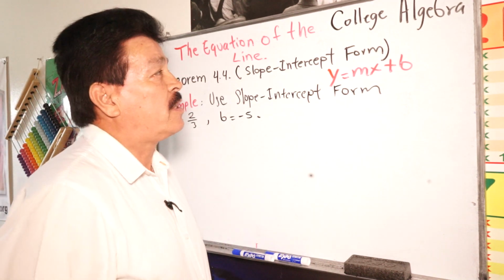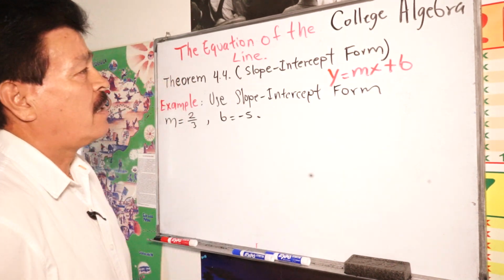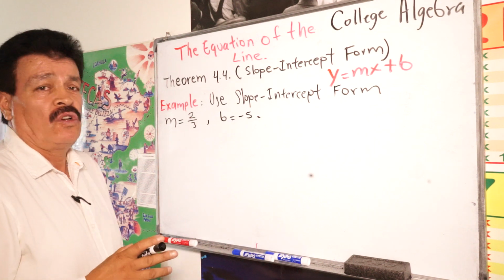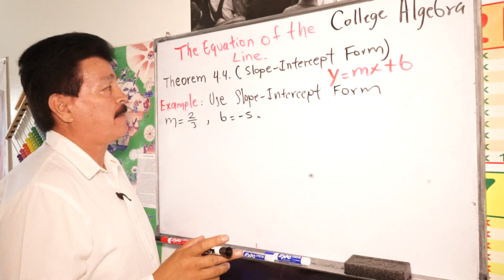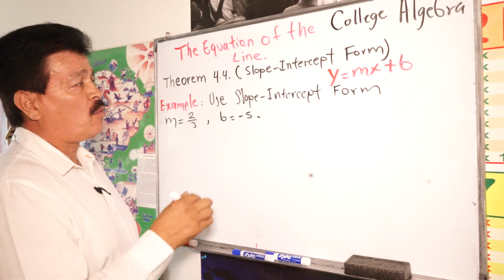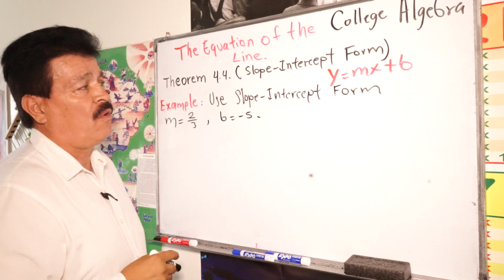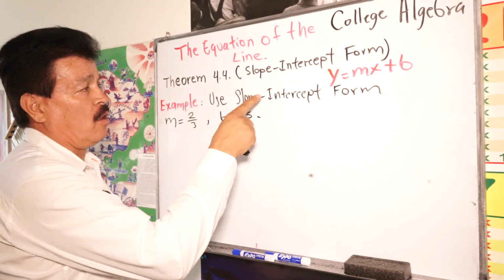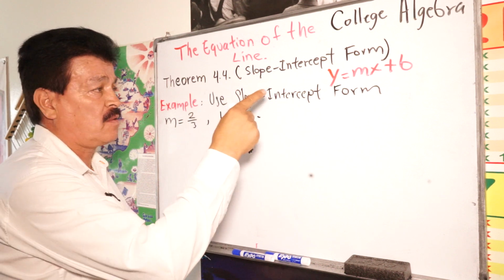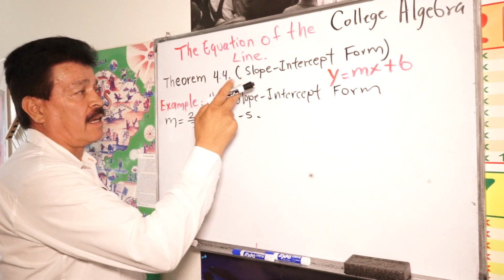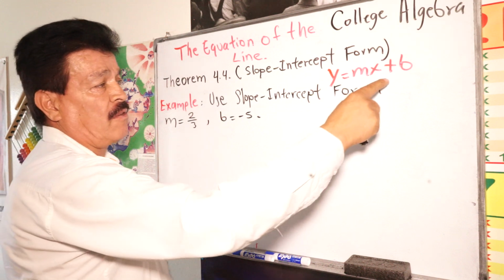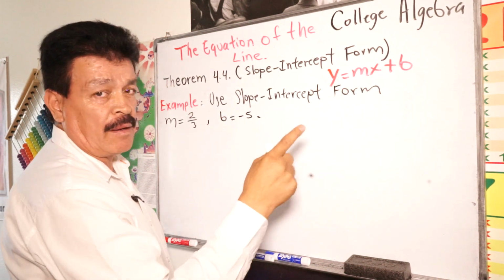Welcome to our college algebra. The topic for today is the equation of the line. So we are going to work with this theorem, 4.4, which means slope-intercept form. So what is the slope-intercept form? This is the formula: y equals mx plus b.